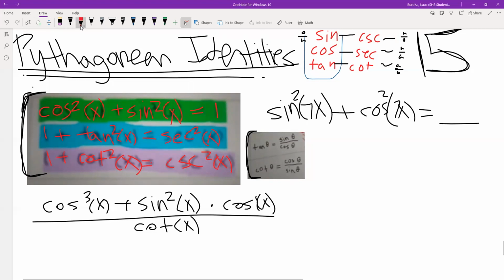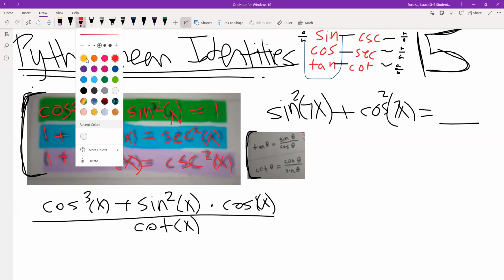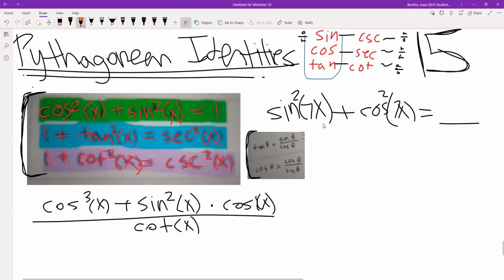So let's look at this first one here. Let me just do orange. All right, sine squared of 7x plus cosine squared of 7x. So you might be confused. You might be like, what? How do you do this? Well, it's actually just 1.